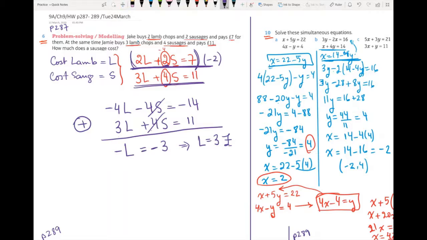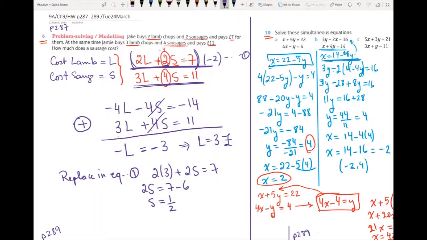So replace the 3 in equation 1. So this is equation 1. 2 times 3 plus 2S is equal to 7. So 2S is equal to 7 minus 6. So S is equal to 1 over 2. Therefore, the value of the sausage is 1 over 2 pounds. 1 over 2 pounds equals 0.5 pounds, which is equal to 50 pence.